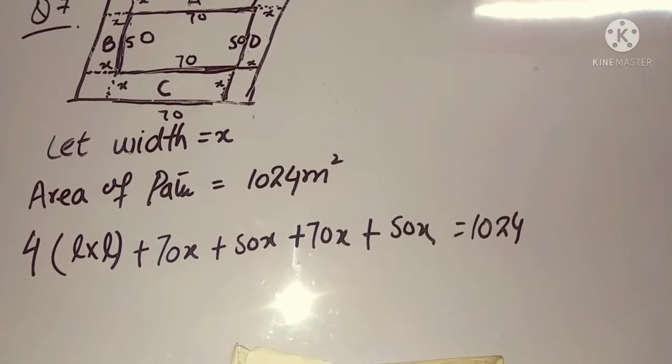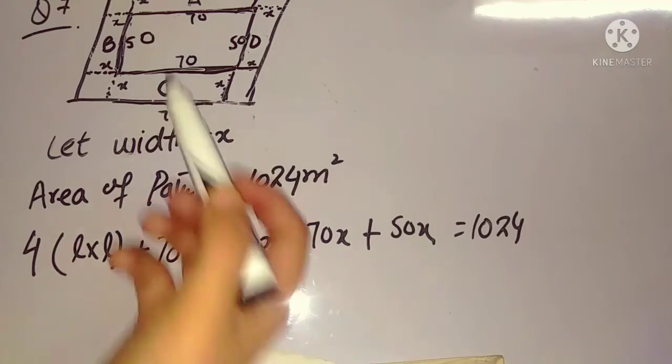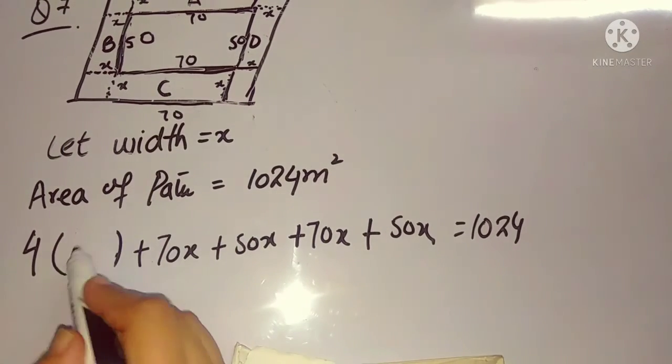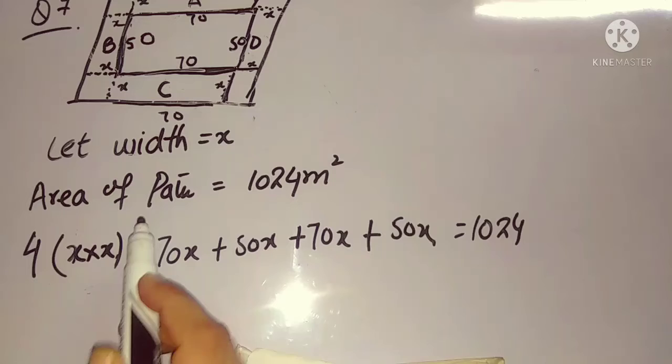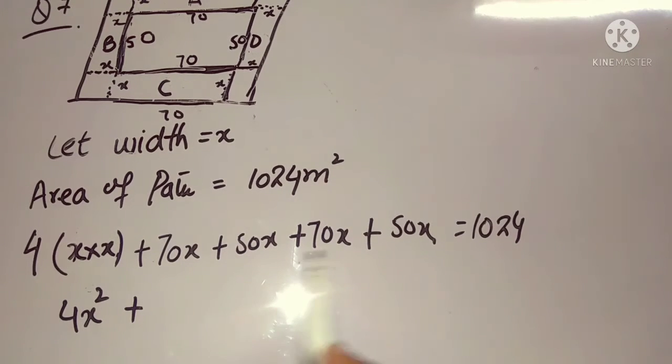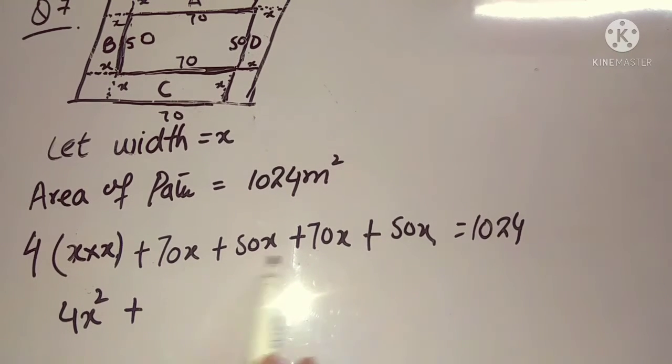Okay, so now what we will do is 4L square. L is basically x. Length is basically x. So in place of x, I can write x into x, length multiplied by width. So we'll get 4x here. Now these are all our like terms, x term, x term, x term, and these all four are the like terms. So we can add them.